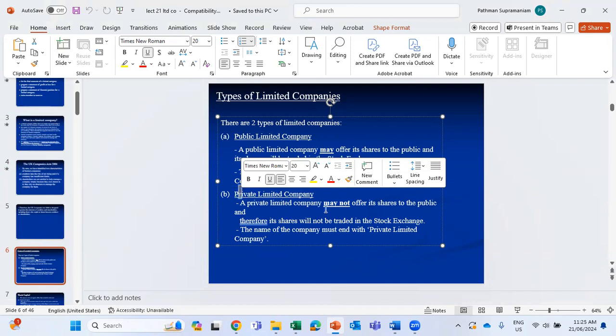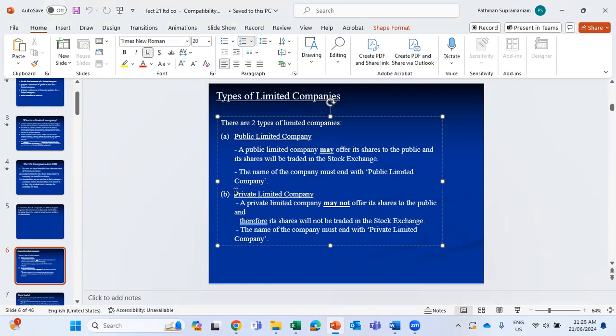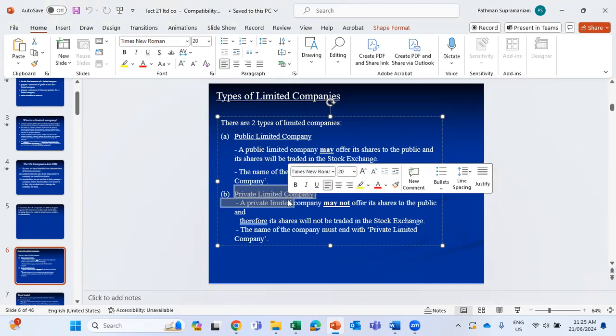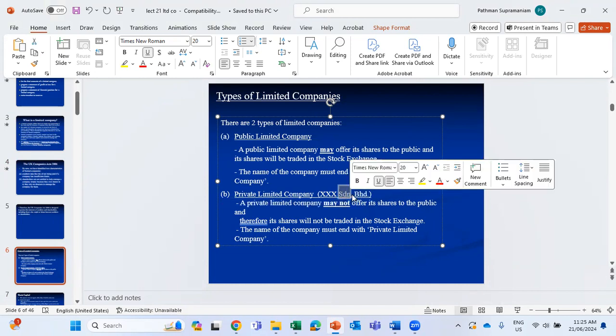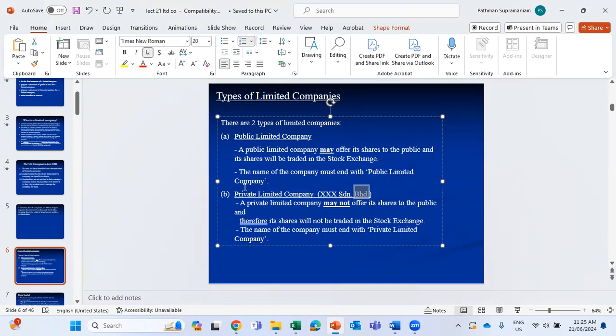These shares, you must be a director in the company, and they don't offer the shares to the public like you and me. So this kind of company in Malaysia, how do you identify them? The company name is XXX followed by the words Sendirian Berhad. So when you see this, SDN is short for Sendirian, B is Berhad. This is a private limited company.